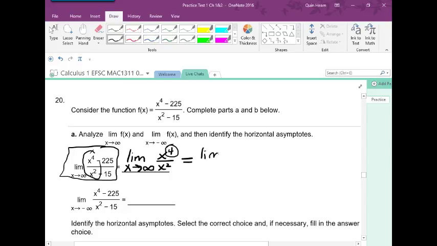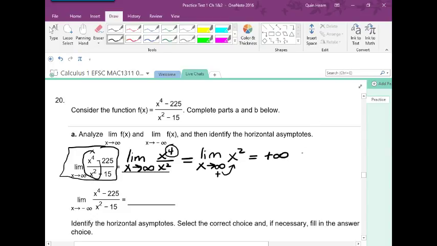You can go by the rule that I gave you that says it's going to go to positive or negative infinity, but how do you figure out which one? Well, think about it this way. What is x to the fourth divided by x squared? That's just x squared, right? And you're plugging a positive number into x squared, so you're going to get a positive number. So this goes to positive infinity.